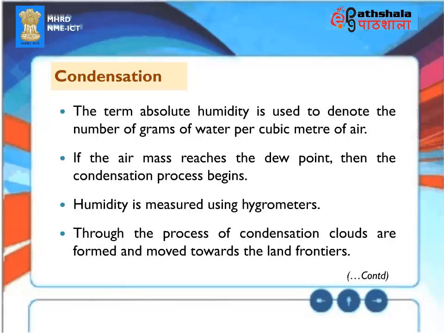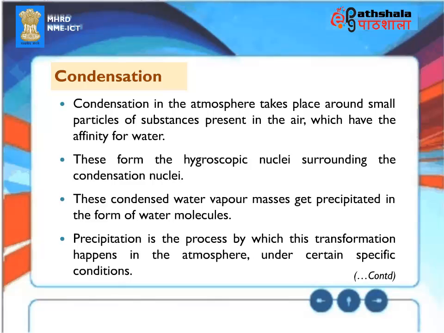Through the process of condensation, clouds are formed and moved towards the land frontiers. Condensation in the atmosphere takes place around small particles of substances present in the air which have an affinity for water. These form the hygroscopic nuclei surrounding the condensation nuclei. These condensed water vapor masses get precipitated in the form of water molecules. Precipitation is the process by which this transformation happens in the atmosphere under certain specific conditions.